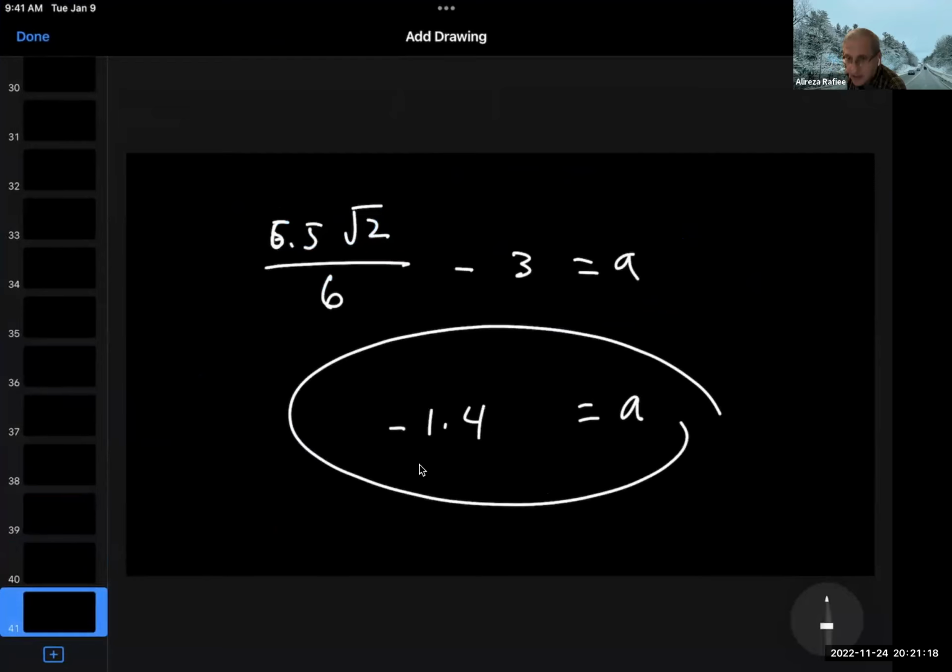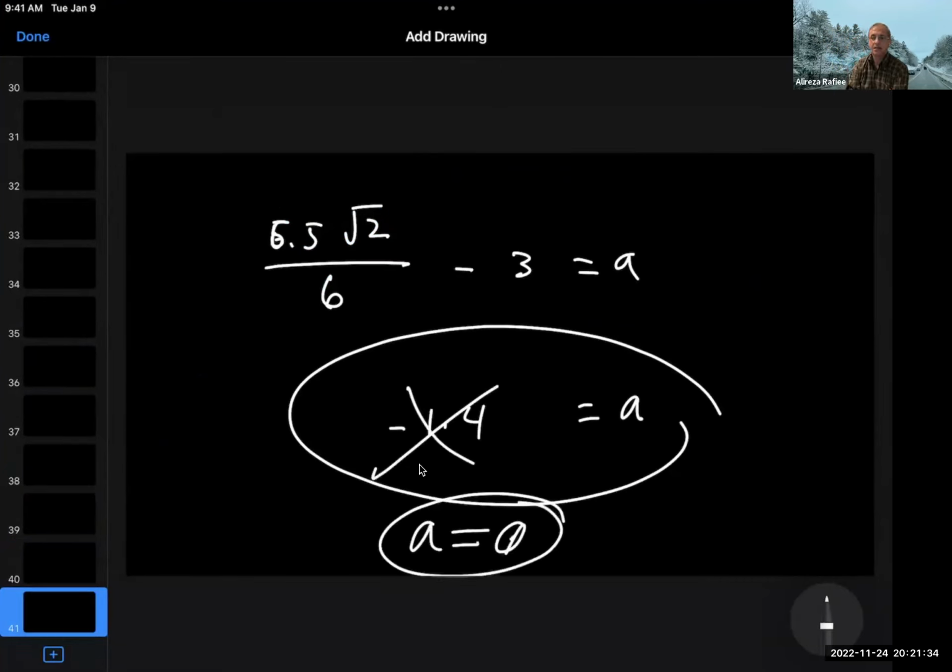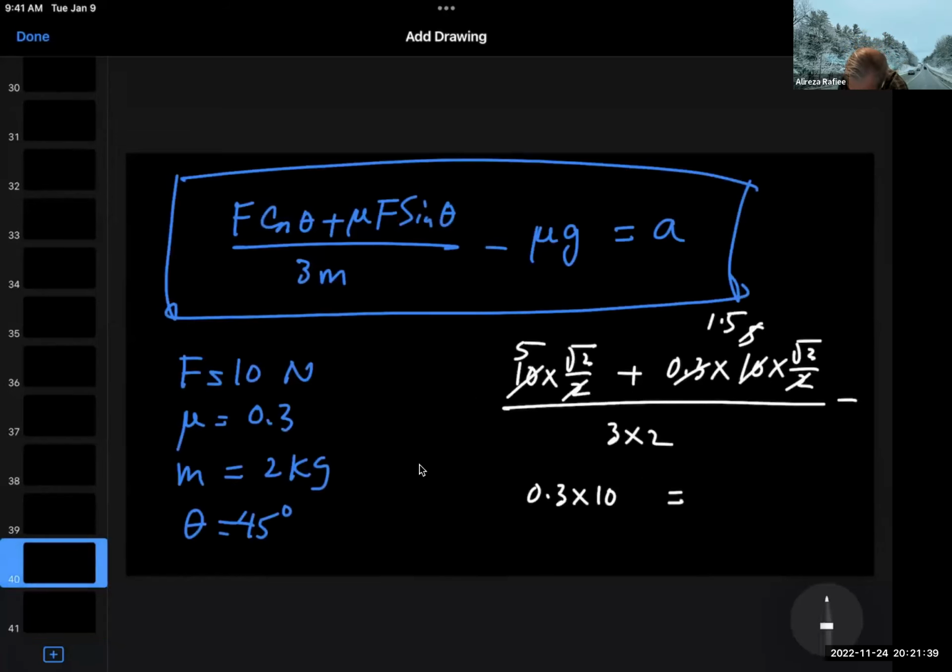What does it mean, minus? The force was to the right side. That means acceleration cannot be negative in this case. That means it's not going to move. So that means the F is not enough. It's going to stop. So technically A would be 0. It's not going to accelerate. 10 Newton is not going to do the work. You need much bigger. So if it was, let's say, 20, then possibly this would have worked.